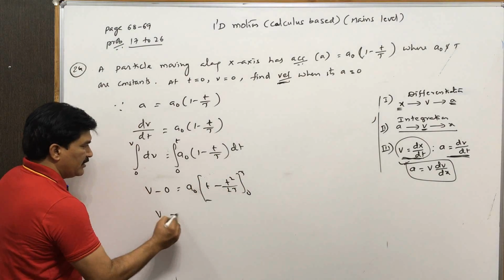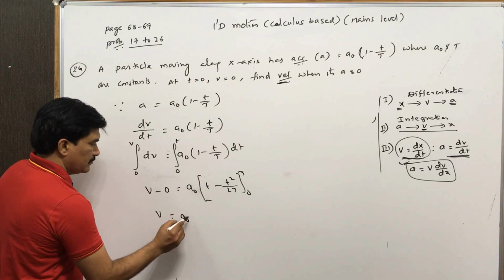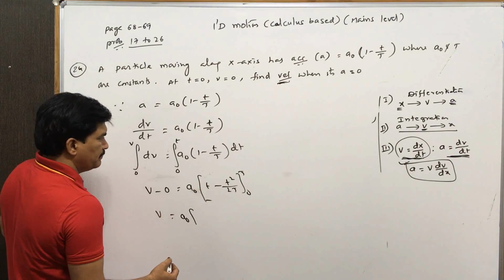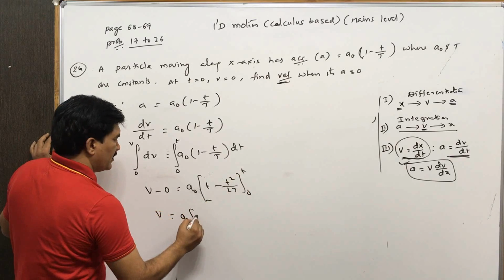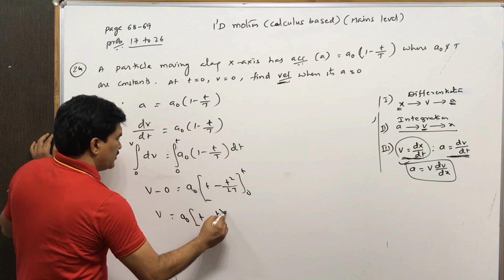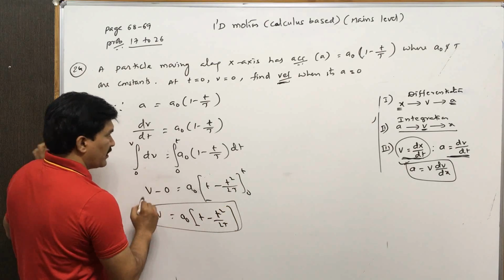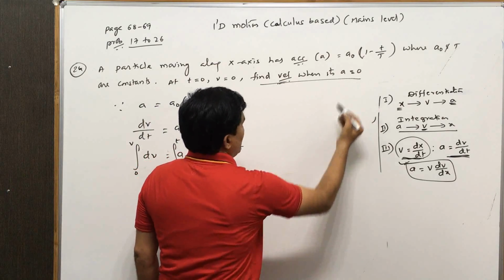Then v equals A naught times, if you substitute the upper limit first and then the lower limit, it leads to t minus t square by 2T. This is the expression for velocity. Okay. But I need its velocity value when A is 0.